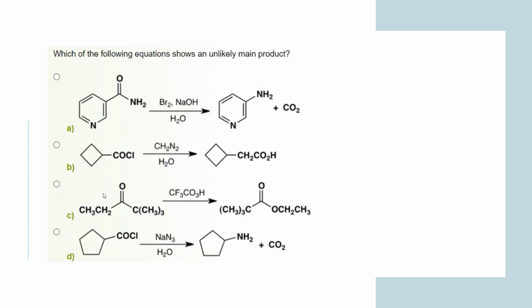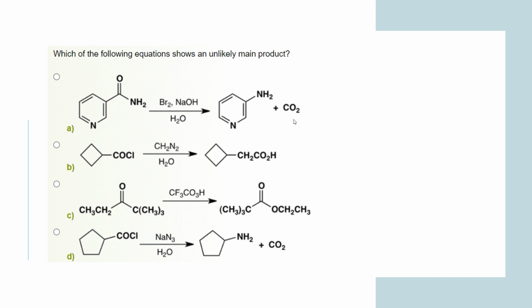So now let us move to the next question. Which of the following equations shows an unlikely main product? So you are given four reactions in this question, okay? First one, you have this amide, and this amide is treated with bromine, sodium hydroxide, water, and we are getting an amine and carbon dioxide as the side product.